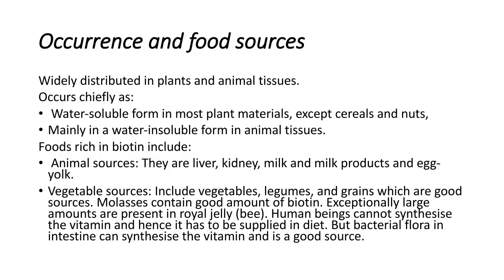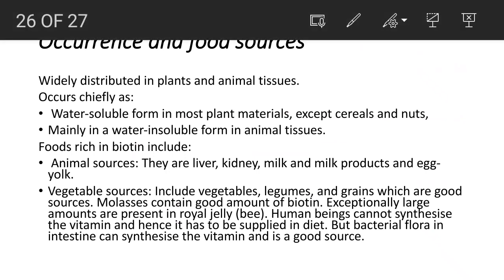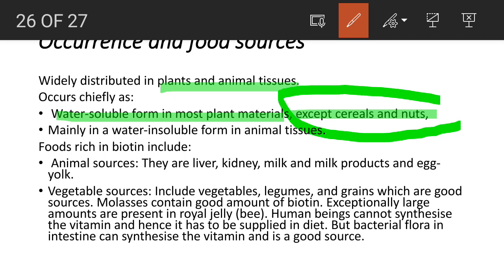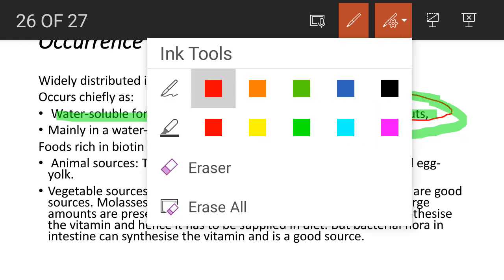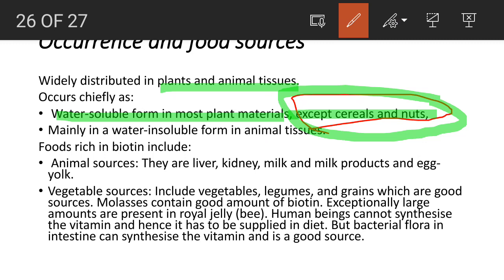Let's move on to the food sources. It is widely distributed in plant and animal tissues. It occurs chiefly in water-soluble form in most plant materials, except cereals and nuts. Mainly it is in a water-soluble form in animal tissues.